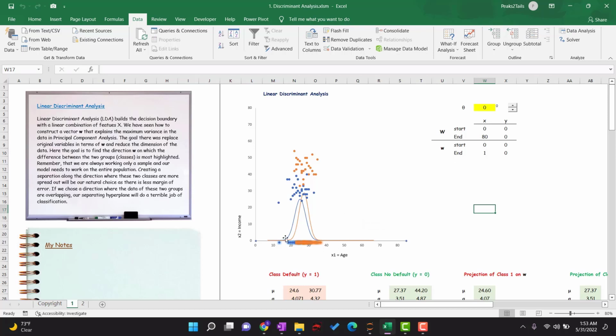Right now, let's say our W is along the x-axis, so theta is 0 degrees. Theta is the angle that W makes with the x-axis. You can see these two distributions. Assuming normal distributions, you can see that these two distributions are very, very close. So the x-axis is not a good discriminator. If we take W along the x-axis, then that is not a good discriminator. So let's try to increase theta and see what is happening.